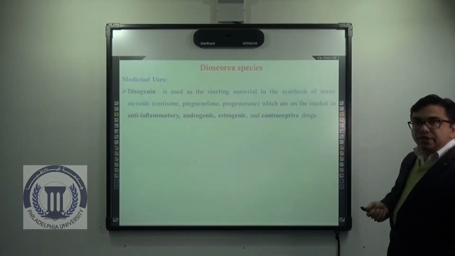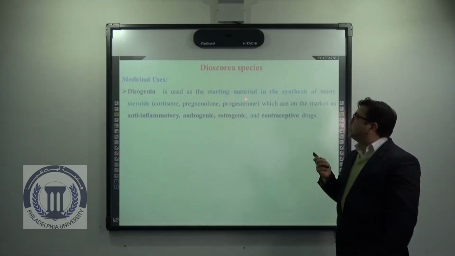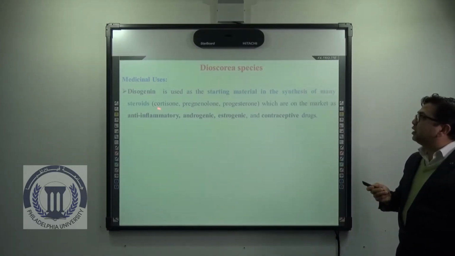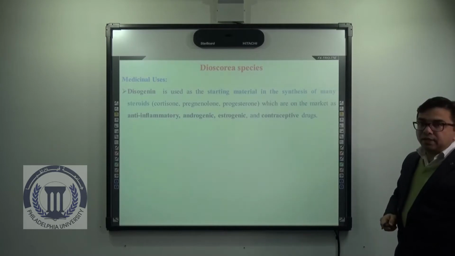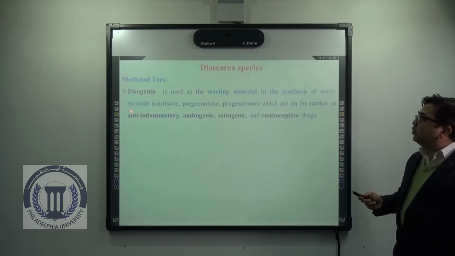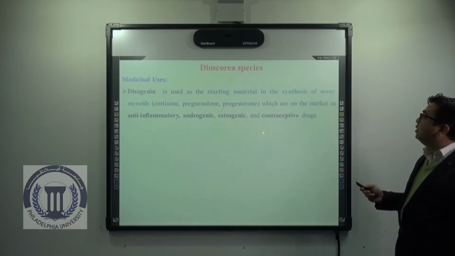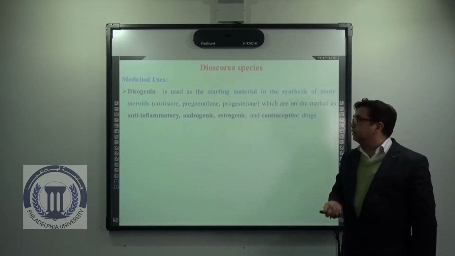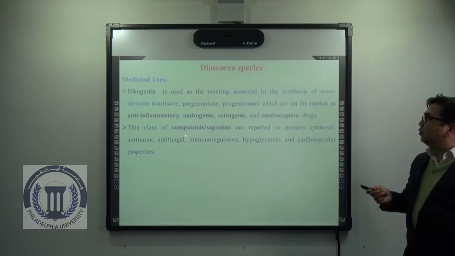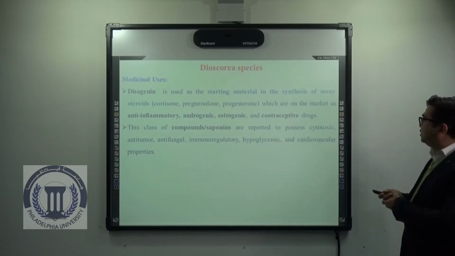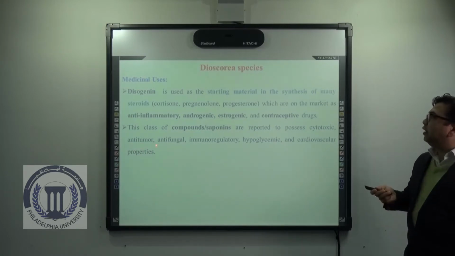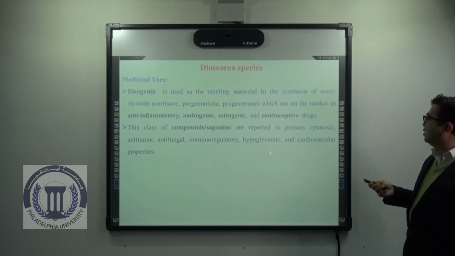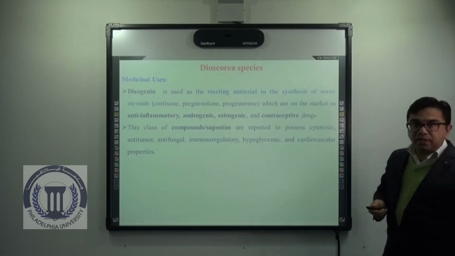So coming to medicinal uses, diosgenin is used as a starting material in the synthesis of many steroids like cortisone, pregnenolone and progesterone, which are available in the market as anti-inflammatory agents, androgenic, estrogenic and contraceptive drugs. And this class of compounds or saponins are reported to possess cytotoxic, anti-tumor, antifungal, immunoregulatory, hypoglycemic, as well as cardiovascular properties.